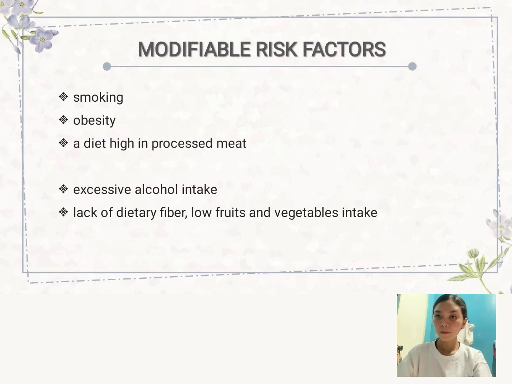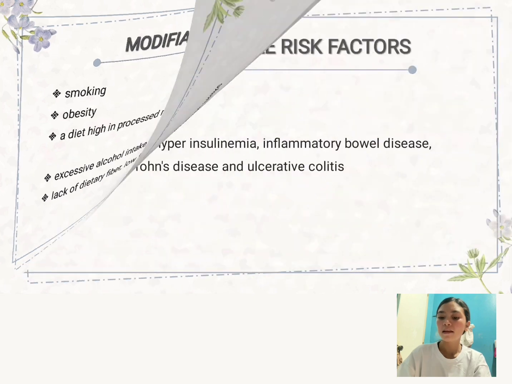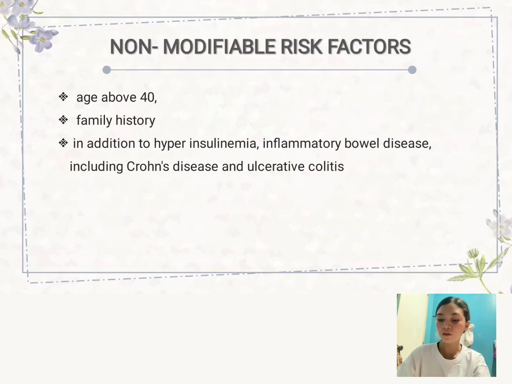So the modifiable risk factors are smoking, obesity, a diet high in processed meat, excessive alcohol intake, lack of dietary fiber, and low fruit and vegetable intake. And the non-modifiable risk factors are age above 40, family history, and in addition, hyperinsulinemia and inflammatory bowel disease, including Crohn's disease and ulcerative colitis.